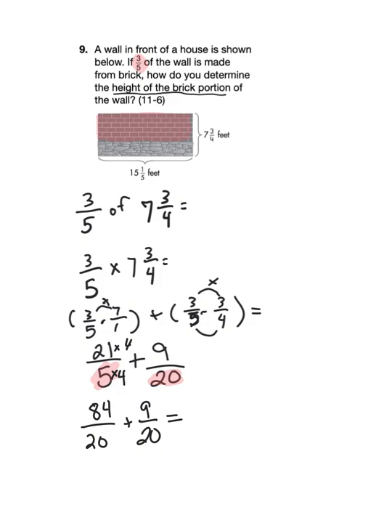Okay, 84 plus 6 gives me 90, plus 3 more gives me 93. Is that right? Yeah, that seems right. Okay, over 20. Now I've got to convert that to a mixed number. Remember, you should be pausing this video and working the problem along with me. So go ahead and pause me and figure out what this is going to be as a mixed number.